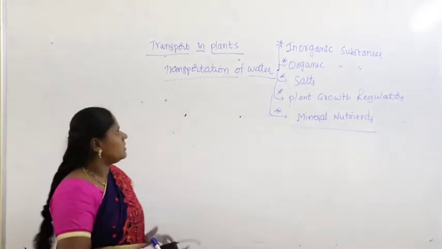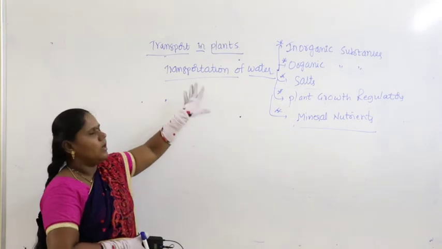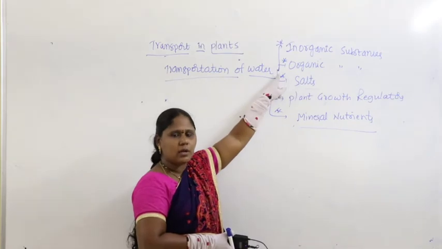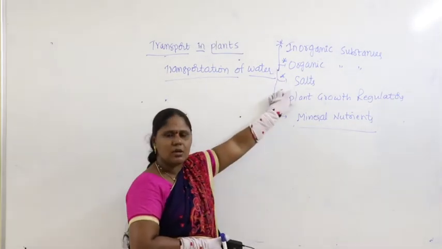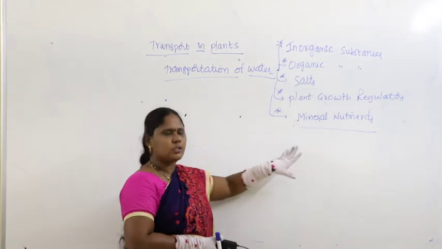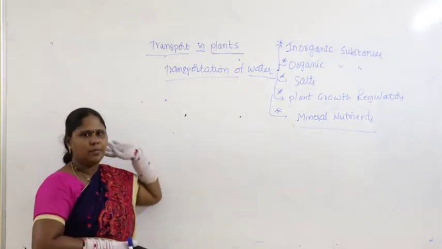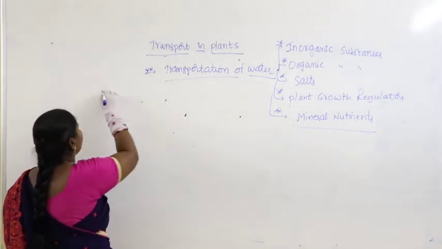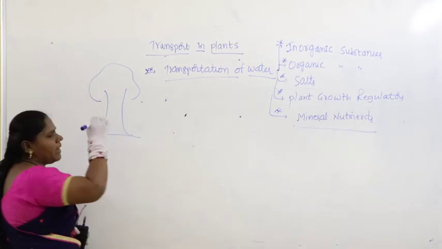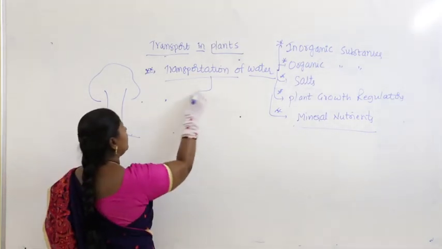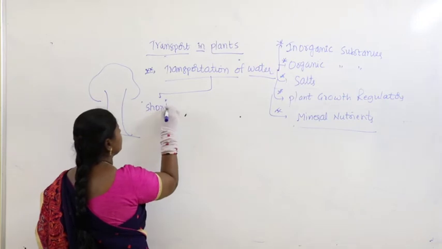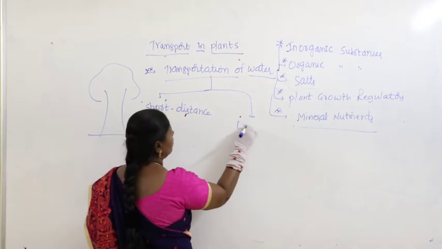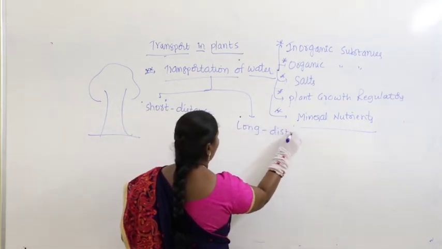So, we discussed in the last class, these are the things which we have to study. Along with the water, inorganic, organic, mineral nutrients, salts, and plant growth regulators are all getting transported from one place to another place. Here we have to discuss how transportation of water happens. For example, you take the plant. Transportation of water may occur for a short distance, or the transportation of water may occur for a long distance.